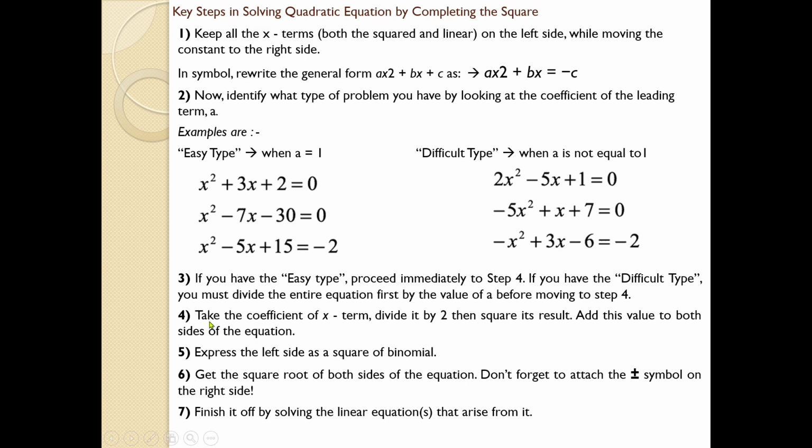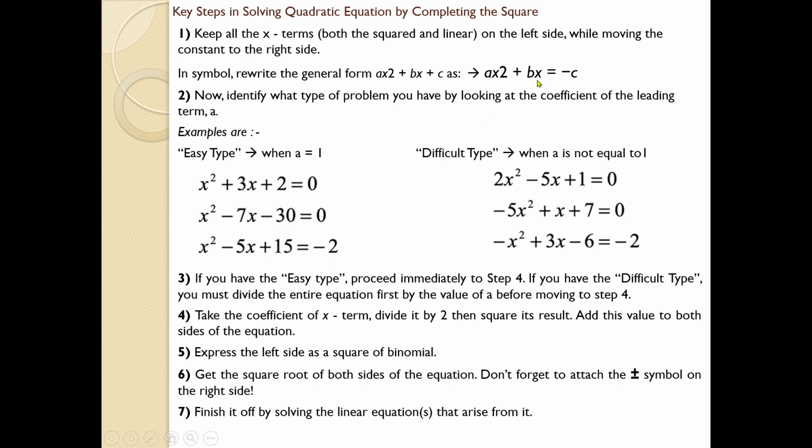Computation is not over. Take the coefficient of x term divided by 2, then square its result. That is, let us assume the value of b is 6. So 6 divided by 2, you will get 3. Now you need to take the square of the 3, that is 3 square means 9. Add this value to both sides of the equation.